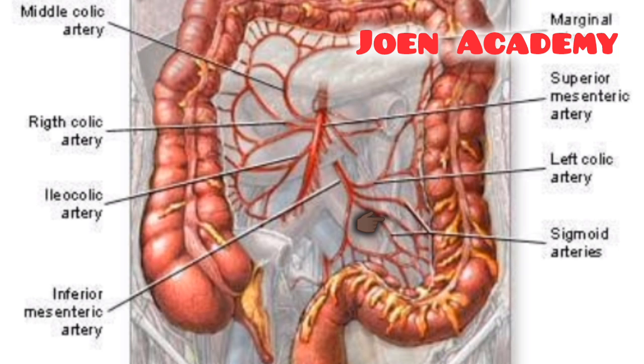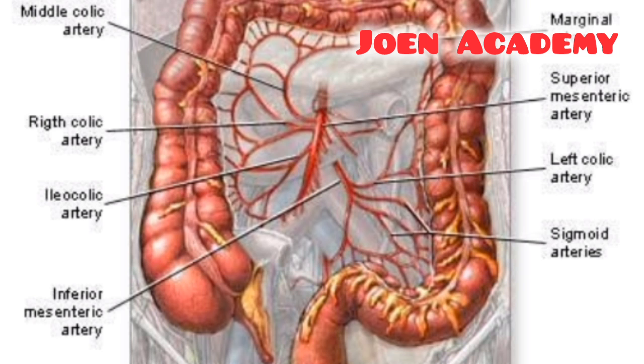The sigmoid arteries, usually 2 to 4, which supply the sigmoid colon, and the superior rectal artery, which is the terminal continuation of the IMA and supplies the proximal rectum. These arteries also form anastomoses, ensuring collateral circulation.